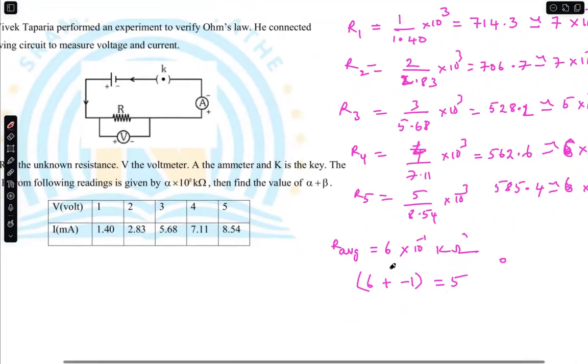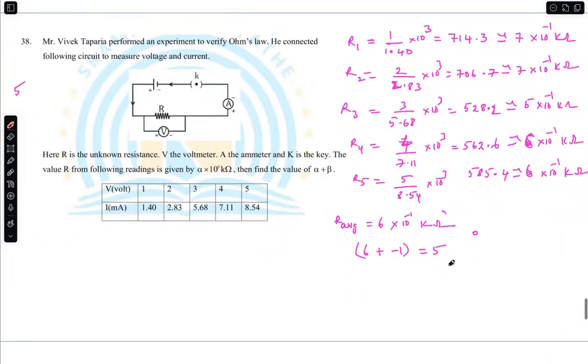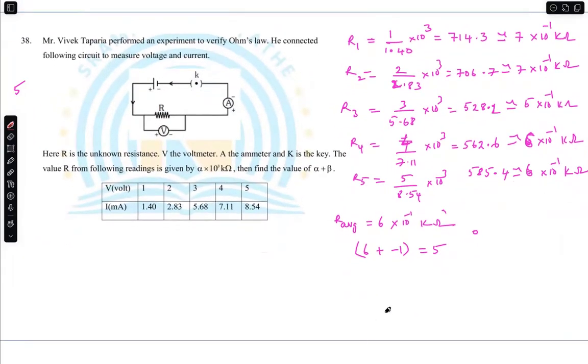Very simple, yaar. Don't question me like that. See, voltage is having one single term, so your final answer must have one significant figure. So therefore, 6 into 10 power minus 1 kilo ohm. Alpha plus beta: 6 plus minus 1, 5. That is the answer. So it took 1 hour, 8 minutes run time here.